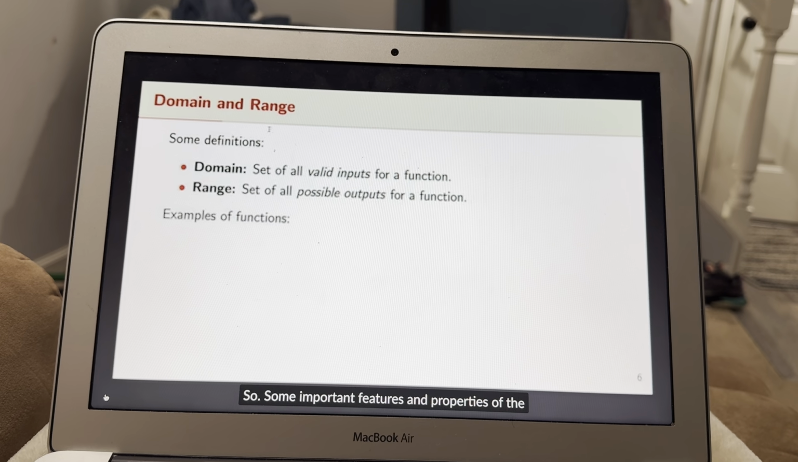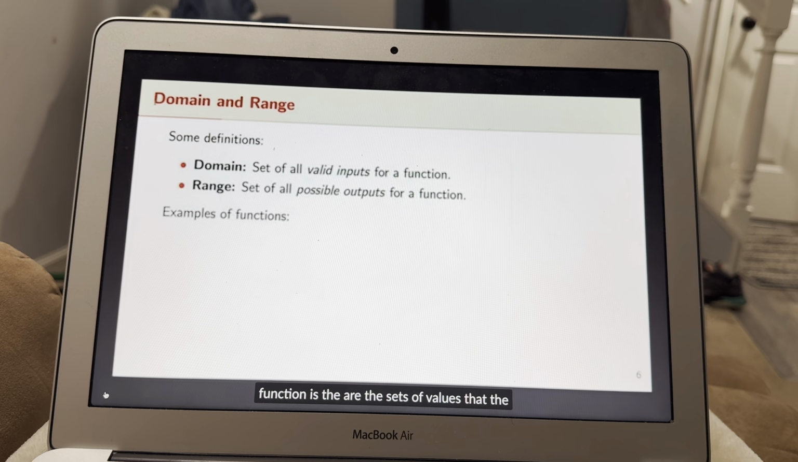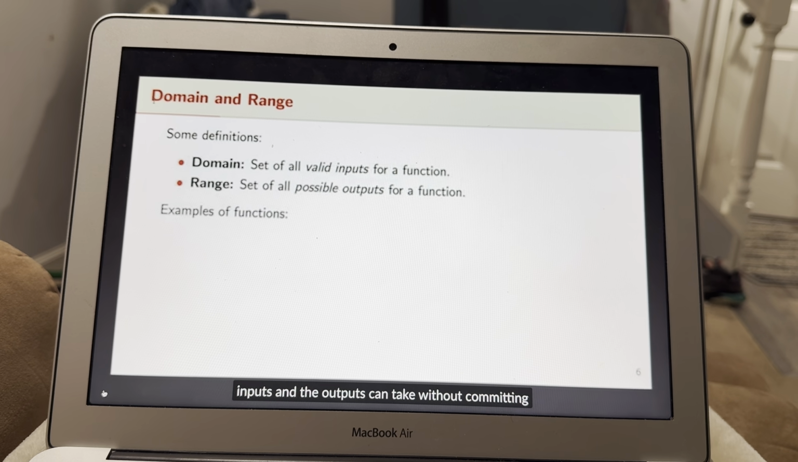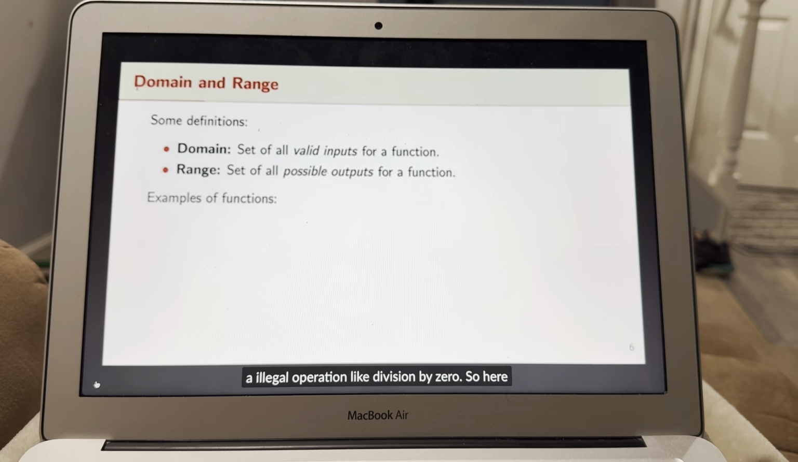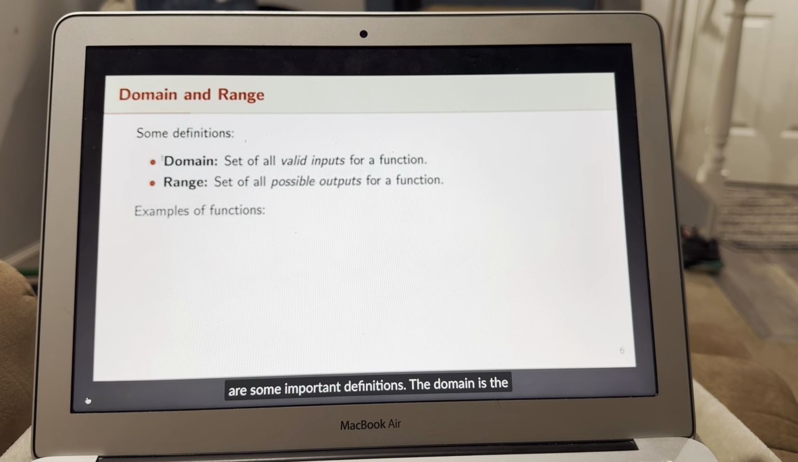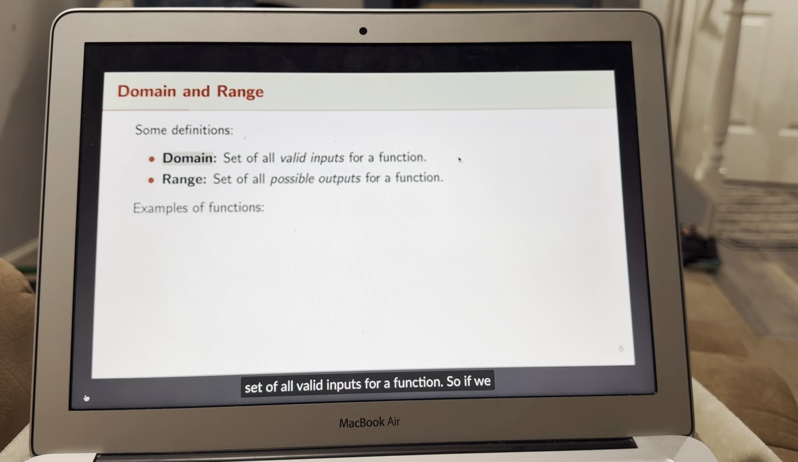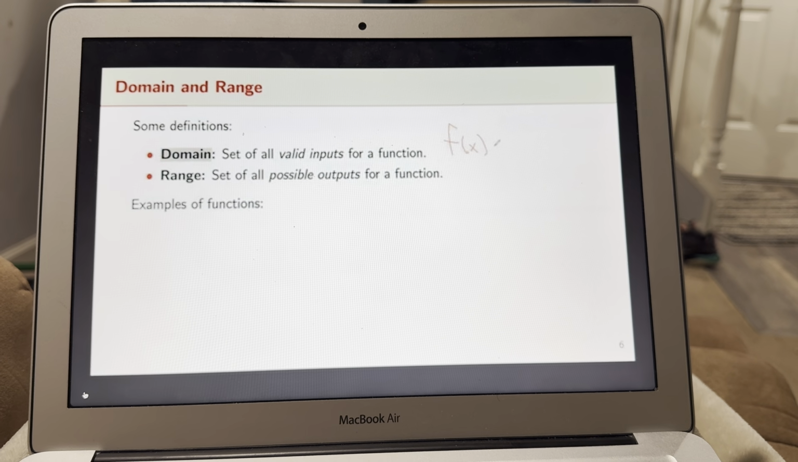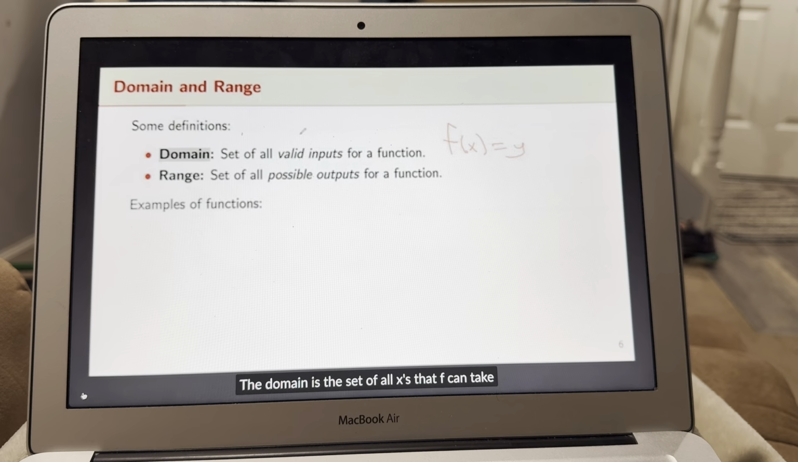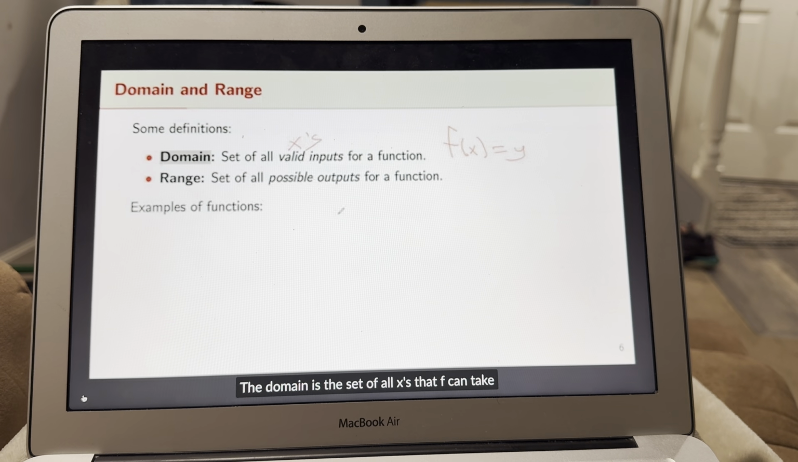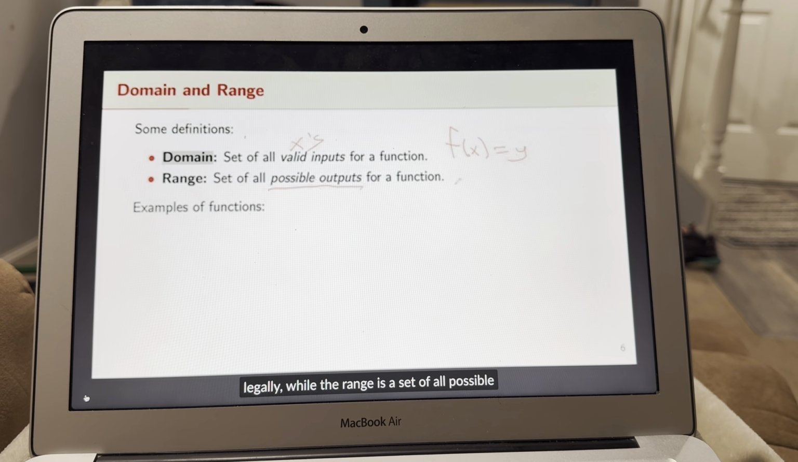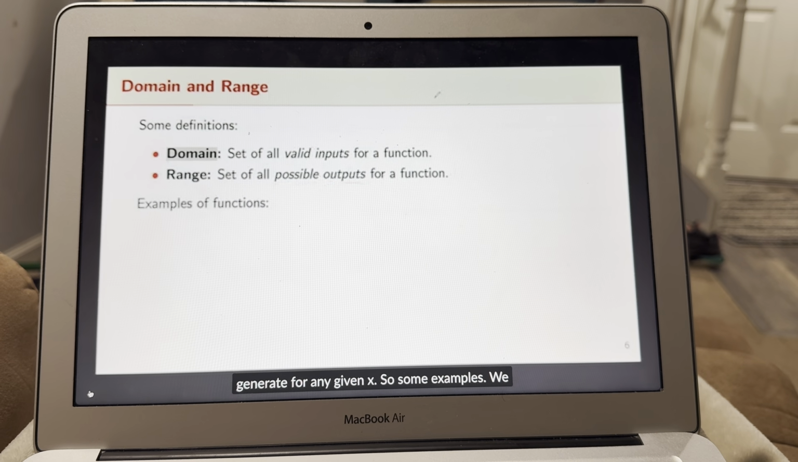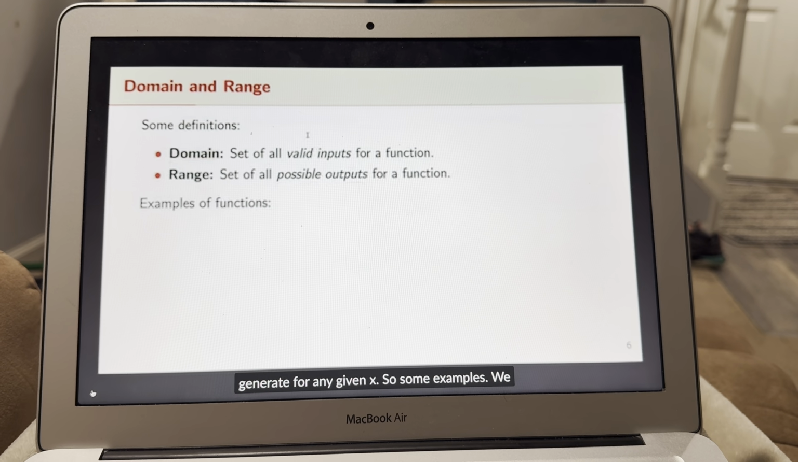So some important features and properties of a function are the sets of values that the inputs and the outputs can take without committing an illegal operation like division by zero. So here are some important definitions. The domain is the set of all valid inputs for a function. So if we have f of x equals y, the domain is the set of all x's that f can take legally. While the range is the set of all possible outputs, so it's all possible y's that f will generate for any given x. So some examples.